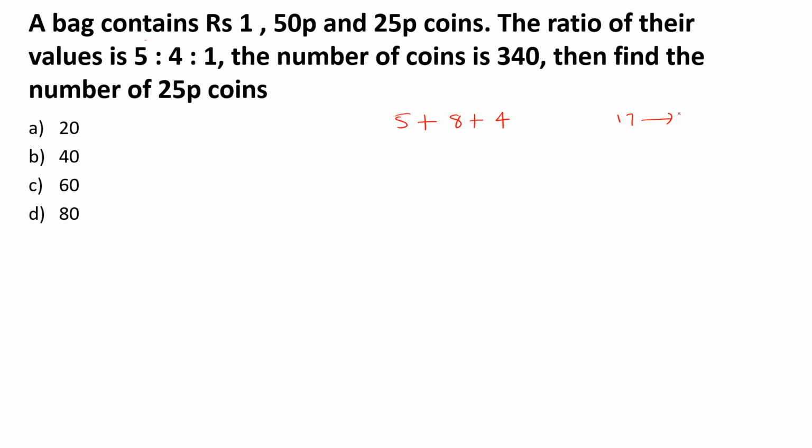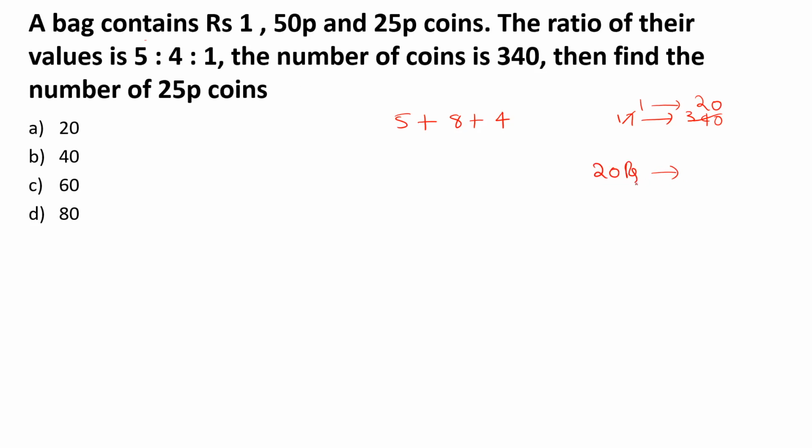But the actual number of coins given in the question was 340. The actual value is 20 times what we assumed. To get any answer, we need to multiply the ratio by 20. We need to find the number of 25 paisa coins. The value of 25 paisa coins according to what we assumed is 1 rupee, but the actual value would be 1 into 20, that is 20 rupees.